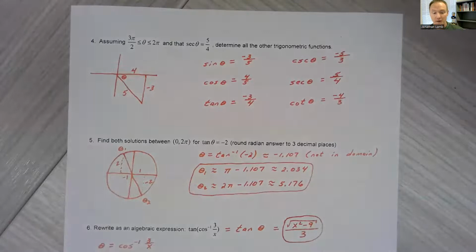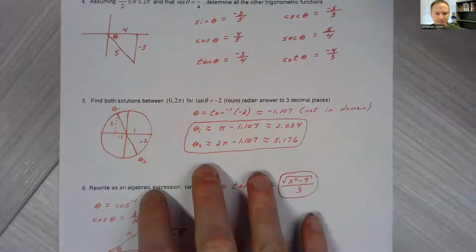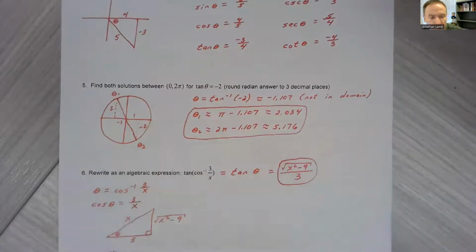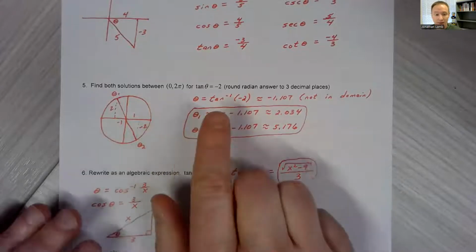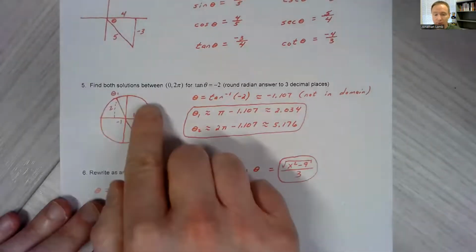All right, up next, I'm asking you to find both solutions between 0 and 2 pi for the tangent of theta is equal to -2. And I'm asking you to round your answer to 3 decimal places. Okay, so both solutions, 0 to 2 pi for the tangent of theta is -2. Now, I went ahead and graphed out where I knew it would be.